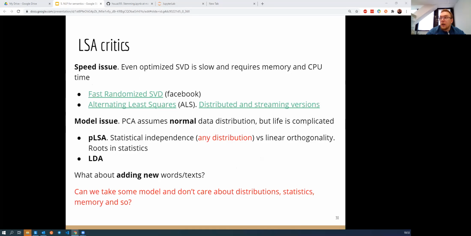What can I say else is that latent space analysis deserves some critics. So first of all, even optimized versions of principal component analysis are very slow, especially on CPU. There are ways to speed up this, and you can go by the links to see how it's approached.